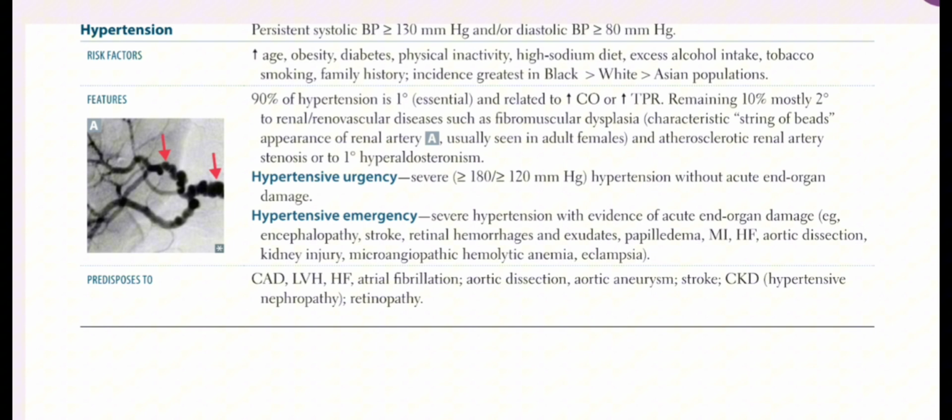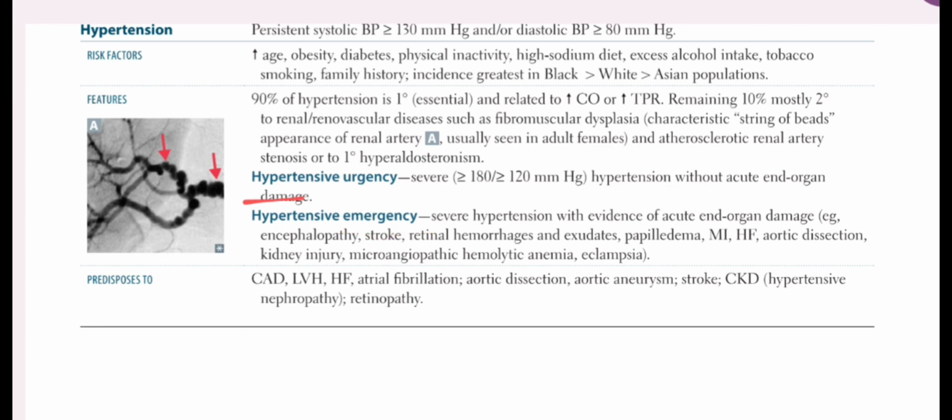You need to be aware of two terms, which are hypertensive urgency and hypertensive emergency. So what is hypertensive urgency? It is basically BP more than 180 by 120, that is systolic blood pressure greater than 180 and diastolic more than 120 mm Hg, but no associated end organ damage. If there is associated end organ damage, then this is known as hypertensive emergency.